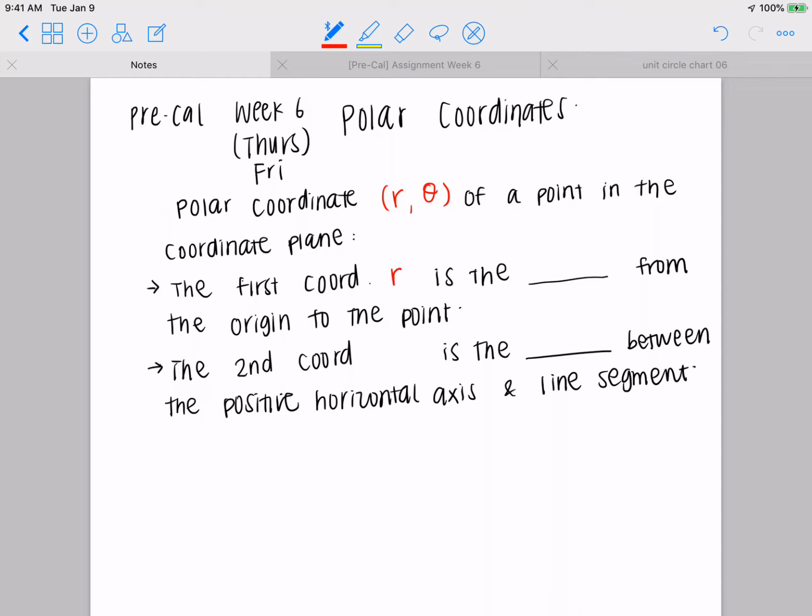In a polar coordinate of a point in a coordinate plane, the first coordinate is r. It is the distance from the origin to the point. I'll show you in a picture later what that means.